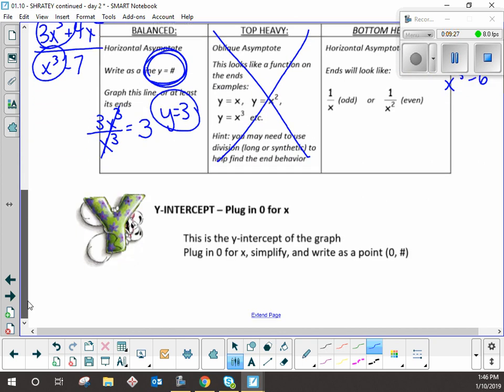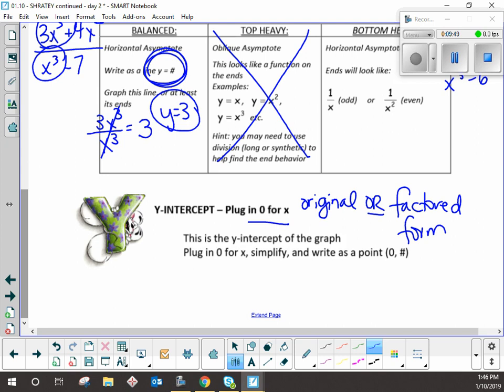Okay. And so then this last thing is the very easiest one to understand or remember. It's the y-intercept. It's where the graph crosses the y-axis. You're just going to plug in 0 for x. You can plug this into the original or factored form, whichever you like. You'll get the same output. And you write this as a point. It's 0 and then whatever your number is.